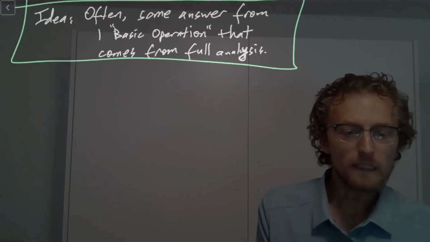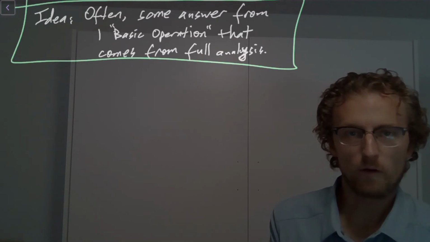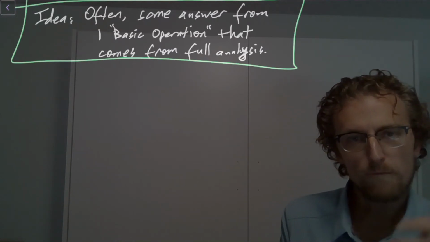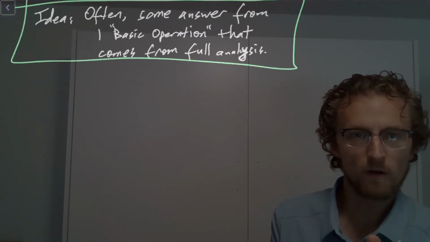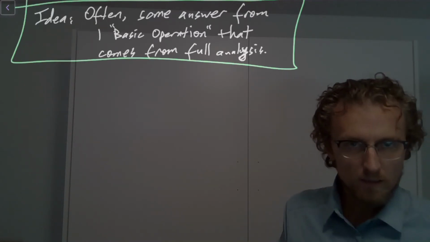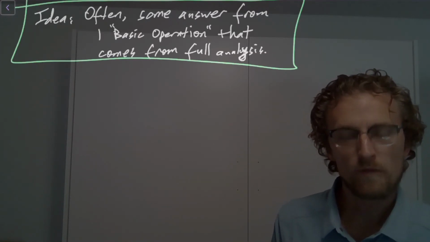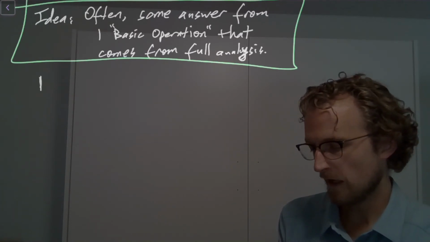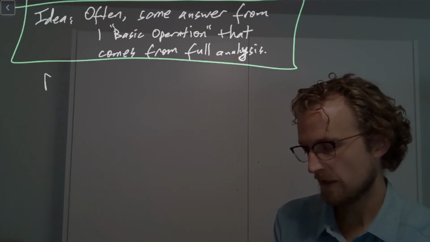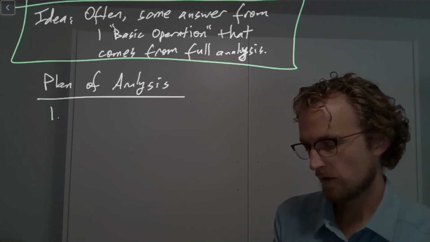Okay, so what this means is that what we'd like to do when we're analyzing algorithms is find this basic operation, so find the key little line of pseudocode in an algorithm description that gets executed the most, and then analyze the whole algorithm from the standpoint of that operation, right? So our plan for analyzing an algorithm is going to look something like this. The plan of analysis.